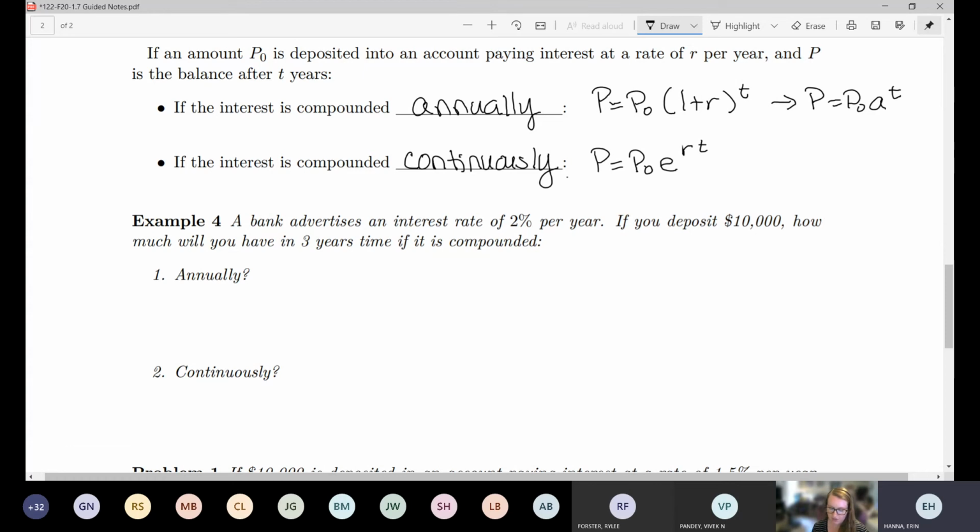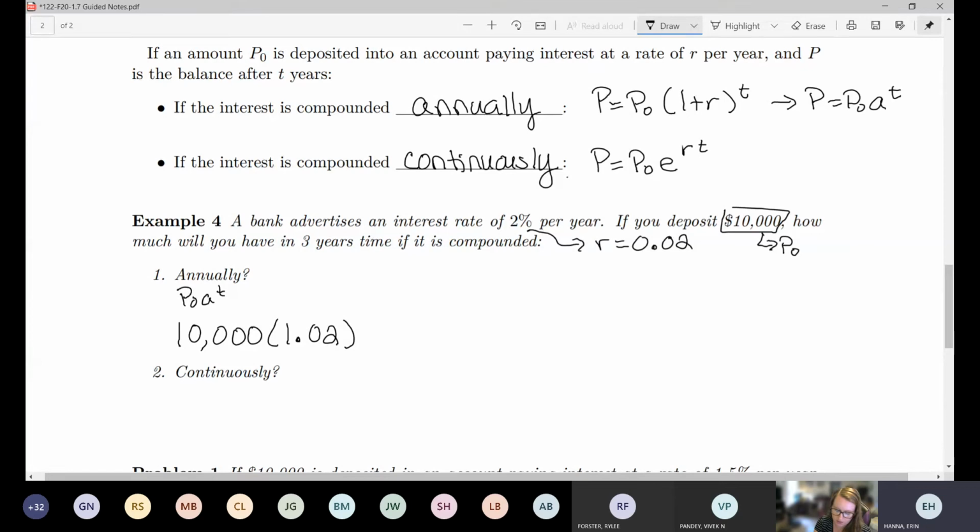So say you have a bank advertising an interest rate of 2% per year. So that means that r is going to be 0.02. If we deposit 10,000, so that's our P naught, how much will you have in 3 years? If it's annually, well, we're looking at P naught times a to the t. So we have 10,000 times 1.02, 1 plus r, to the t, which in this case we plug in 3. And that's where I'm going to leave that piece.